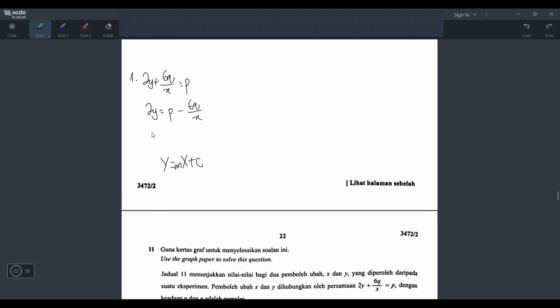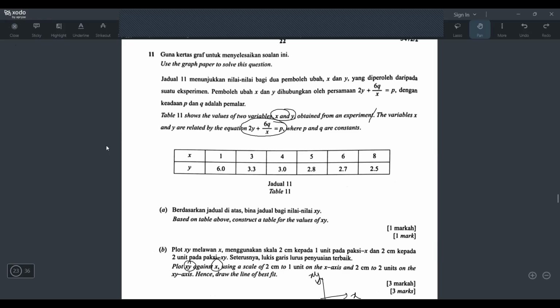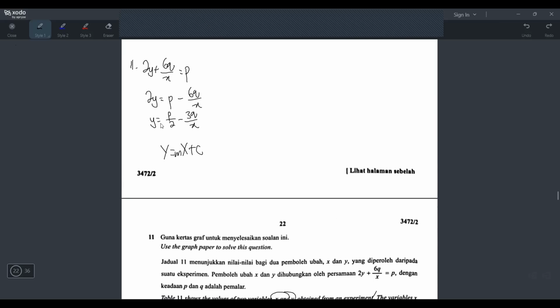And since I don't want the 2, I will divide by 2. So when this one divided by 2 becomes p over 2, this one divided by 2 becomes 3q over x, right? But I want the equation to be equal to y-axis, which is xy. So what I'll do now is multiply by x. But when I multiply x here, all the other terms must also be multiplied by x. So p over 2 times x becomes p over 2 x. But the x, I will not write on top, I will write in the middle.